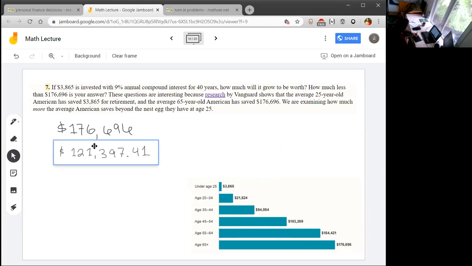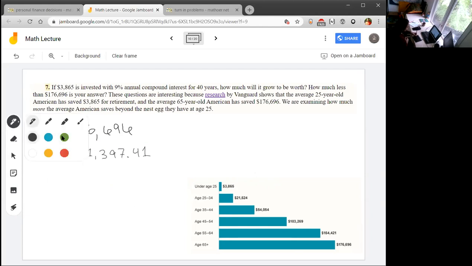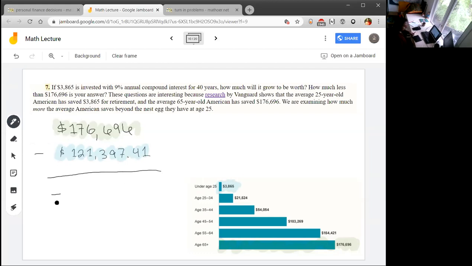So if we take this bar and we subtract away what they were starting with, then we get $55,298.59.